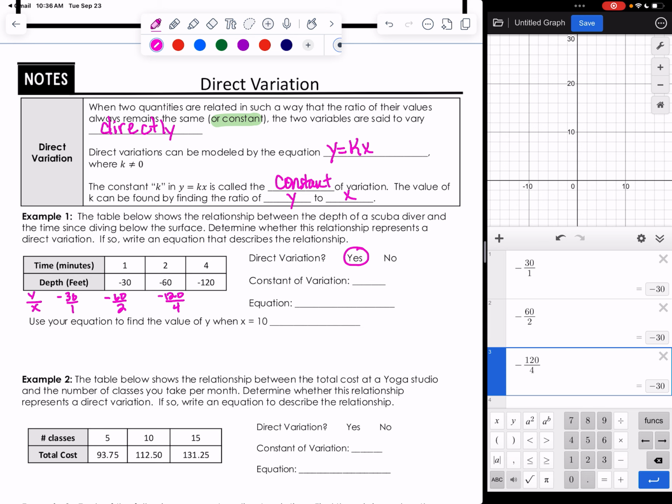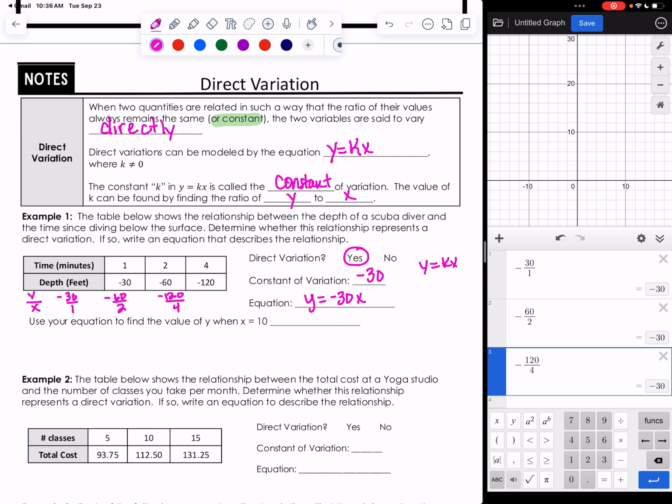Now, the constant of variation is whatever that constant ratio is. In this case, it's negative 30. Now, the formula we use for all direct variation is y equals kx. So if we want to write an equation for this, we'll just use y equals negative 30x.